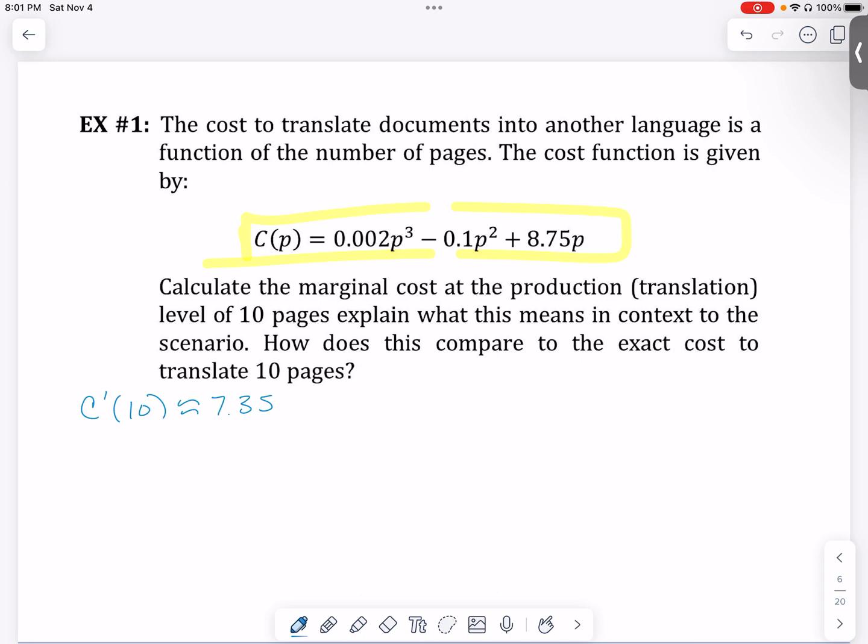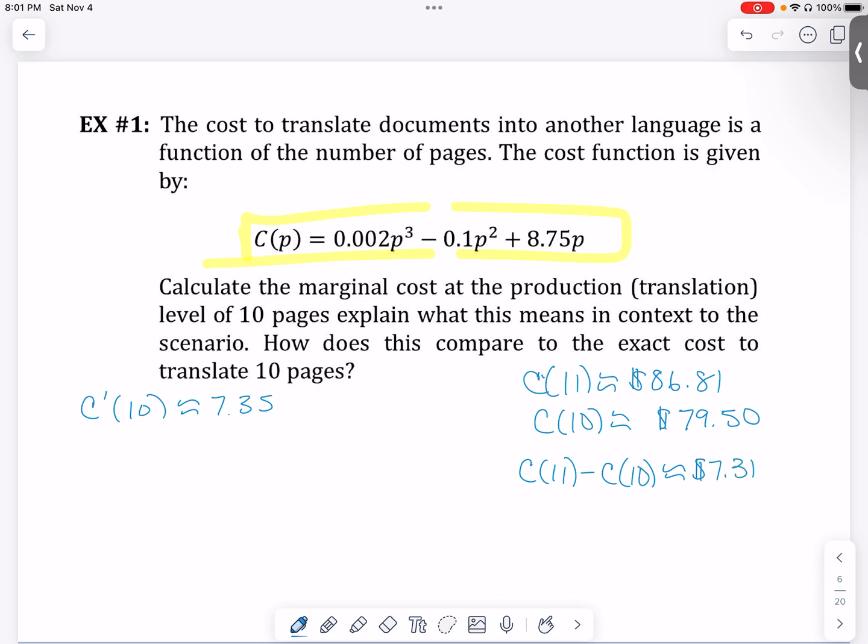And so I could also say, okay, what's the cost at 11? And I just substituted 11 into my function. Actually, the calculator did it. I made a table. I inputted it in my Y1, and then I looked at my table of values or calculated a value. And then my C of 10, and I got 79.50.